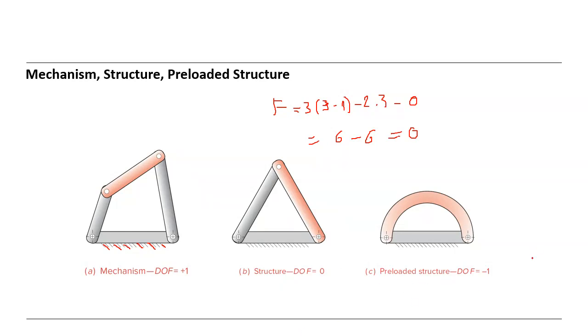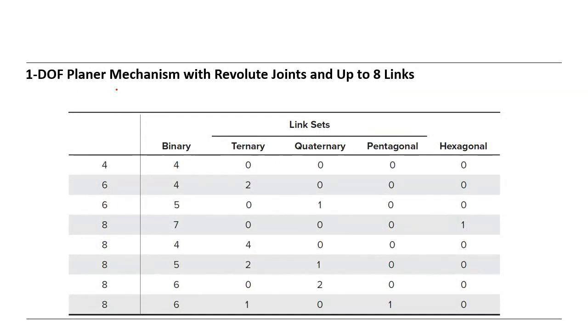And here we have degree of freedom -1. And this we call preloaded structure. This is structure. This is preloaded structure. That means there is a load in between here, because of the deformation, I guess. So I think this is enough for today. So next week we will continue.